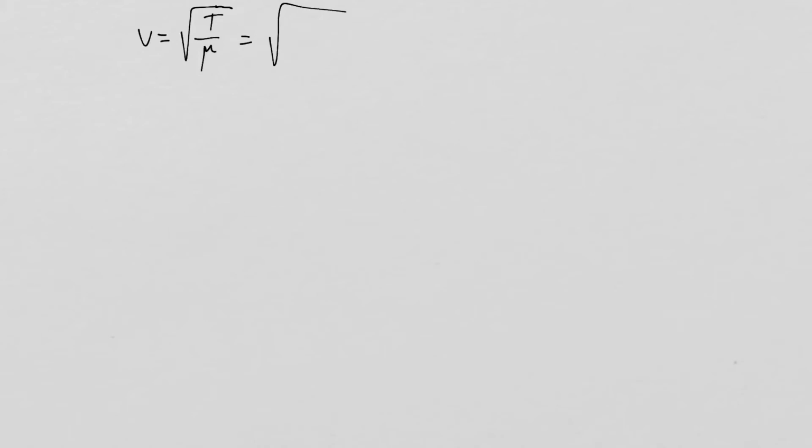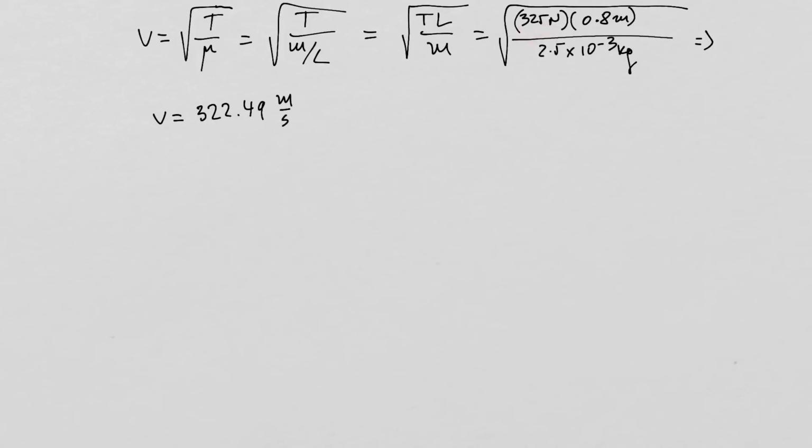However, I know that the linear mass density is the ratio of the mass of the string to the length of the string, and I know those two. So I can rewrite the formula as the square root of T divided by M over L, or the square root of T times L divided by M. Substituting the values for the tension, the length of the string, and the mass of the string gives me that the speed of the wave is 322.49 meters per second. Now I can calculate the frequency of the wave. Substituting in the formula for the frequency, v divided by lambda, I get that the frequency is equal to 806 Hertz.